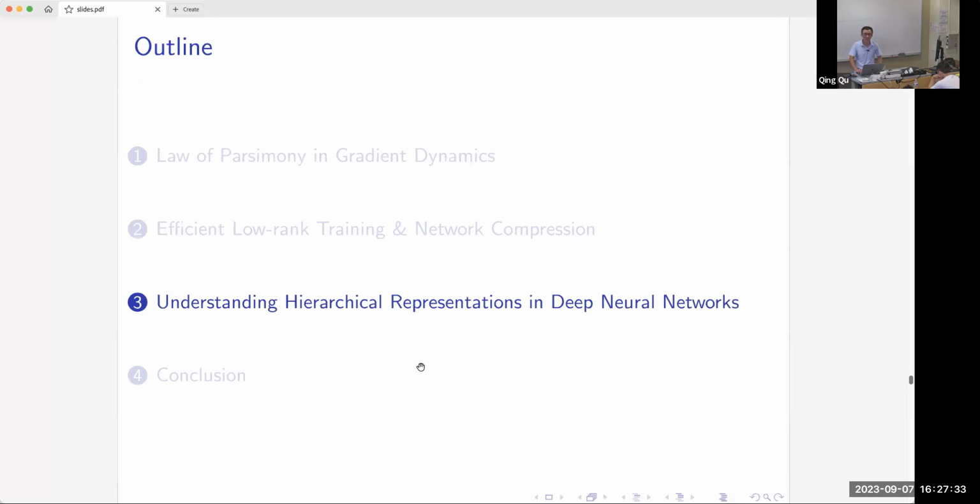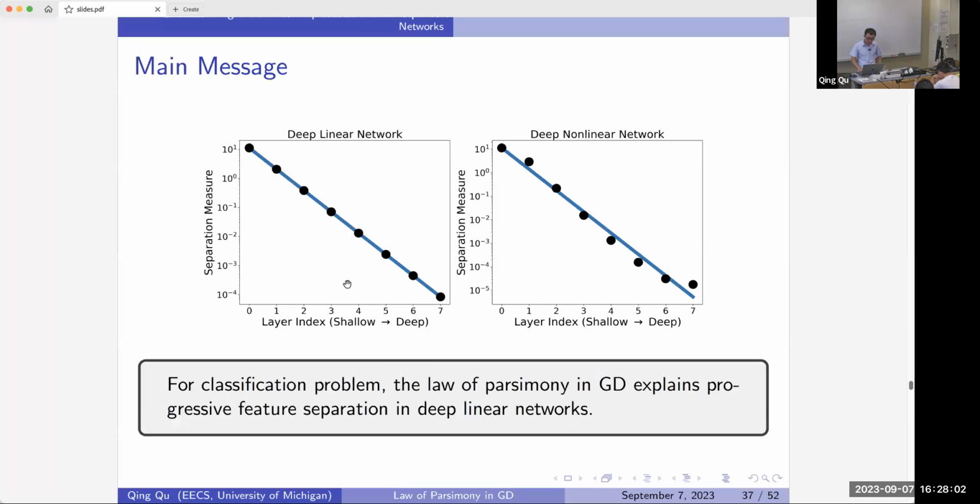Maybe I'll just go quickly through the third part. The third part can actually utilize this kind of idea to study, as I mentioned at the beginning of this talk, that a network is basically doing feature compression and separation. You can utilize this idea to explain why each layer of the network is doing progressive separation and compression. What we showed is that by utilizing this idea, you can show that the deep linear network actually mimics the nonlinear network in terms of feature compression and separation.